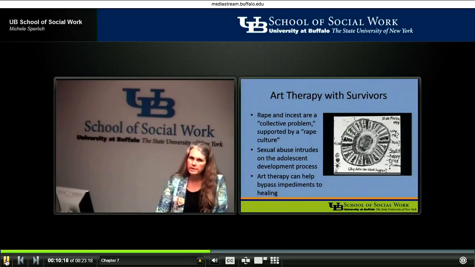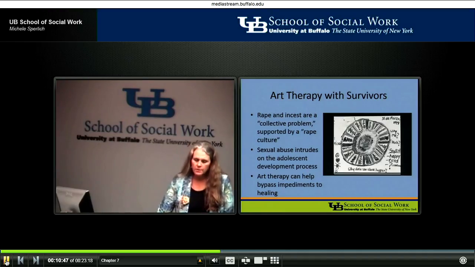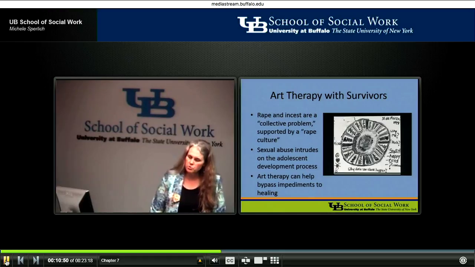They argue that rape and incest are a collective problem resulting from years of inequity reinforced by socially acceptable myths that are perpetuated in our popular culture and in our criminal justice system, in our medical institutions, churches, and other societal institutions. And that the climate overall promotes a rape culture that subtly and not so subtly suggests that violence against women and children is acceptable. They also believe, as do many, that sexual abuse intrudes on the developmental process, shattering the adolescent's sense of safety and control over her world.